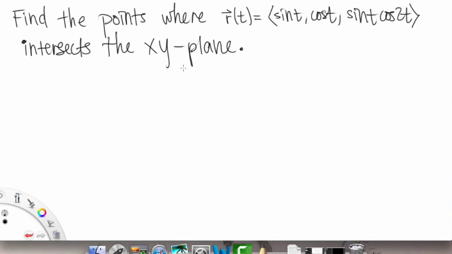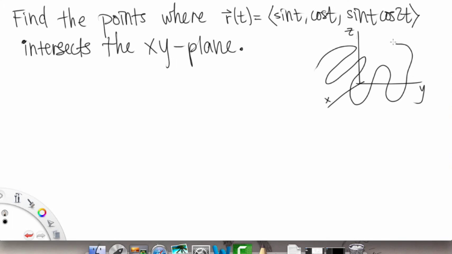If we look at it graphically, I have no idea what this graph looks like, but let's say it looks something like squiggliness, like that. What we're asked to find are these points here, where it's flat on the xy plane, not necessarily on the axes. Let's say it crosses the xy plane here too, but anything where it crosses the xy plane.